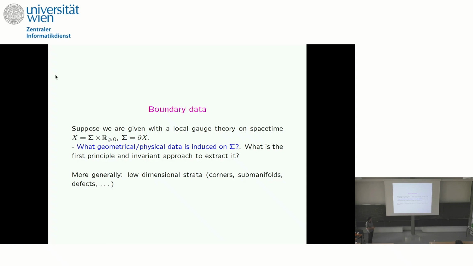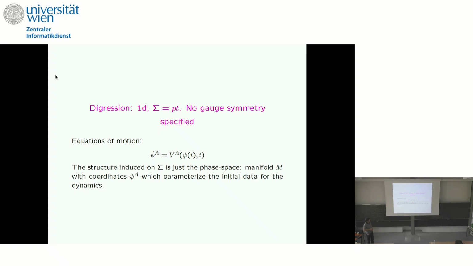So let's start with a toy model. And a toy model is a one-dimensional system. So sigma is just a point in this case. And in the situation where we don't have any gauge symmetry specified, it doesn't mean that these equations do not have gauge symmetries. They could, but they are not specified.